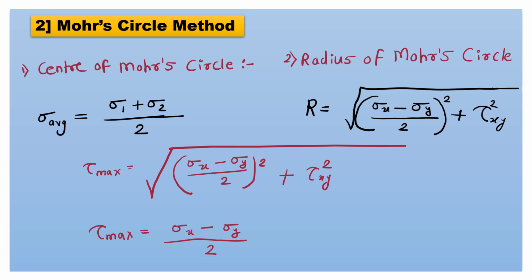Then this is the formula to calculate the radius: R equals square root of (sigma x minus sigma y divided by 2) whole square plus tau xy square. This is the formula to find the radius of the Mohr circle. Then the formula to calculate the maximum shear stress is sigma x minus sigma y by 2. These are the important formulas from the Mohr circle, and these 7 to 8 formulas are enough for principal stresses. Remember all the formulas. Each and every formula is asked in the exam about the analytical and Mohr circle methods.